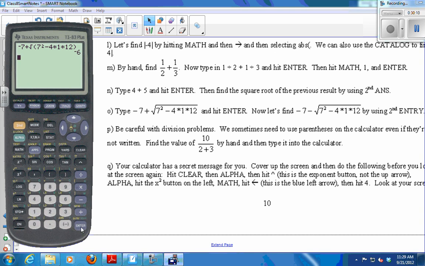Now, this looks like part of the quadratic formula, right? It looks like negative b plus the square root of b squared minus 4ac. So you also have to do negative 7 minus the square root when you do the quadratic formula. This is one place where second entry comes in really helpful. Second entry, you get the whole thing you just typed in, and then you can use the arrow key to change that plus to a minus. You hit enter and you get negative 8. Saves you a lot of typing.